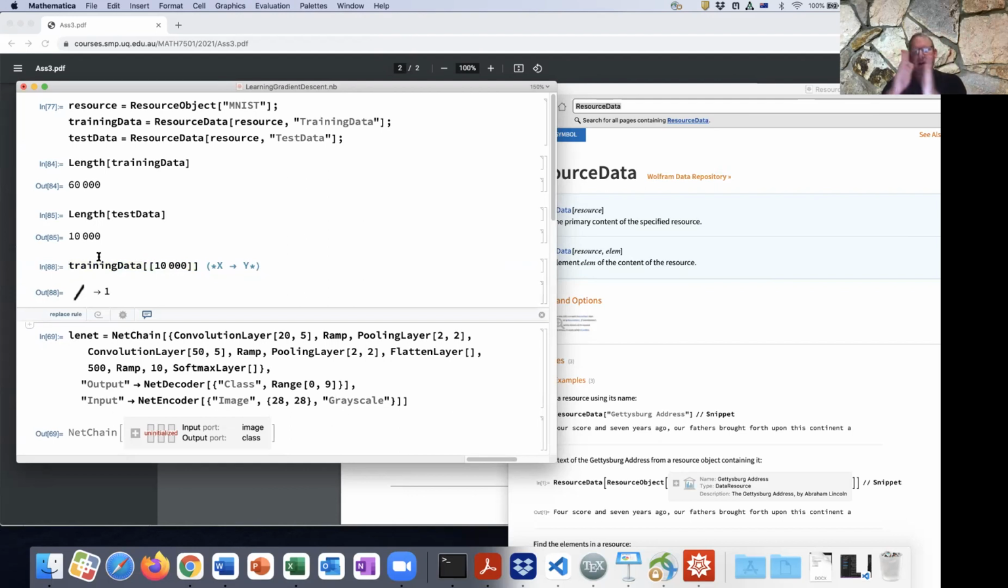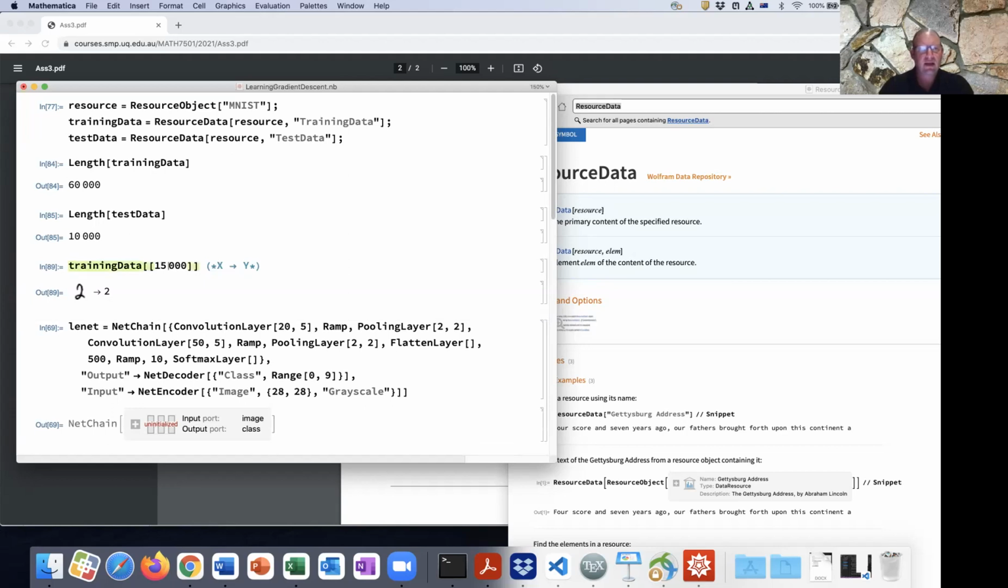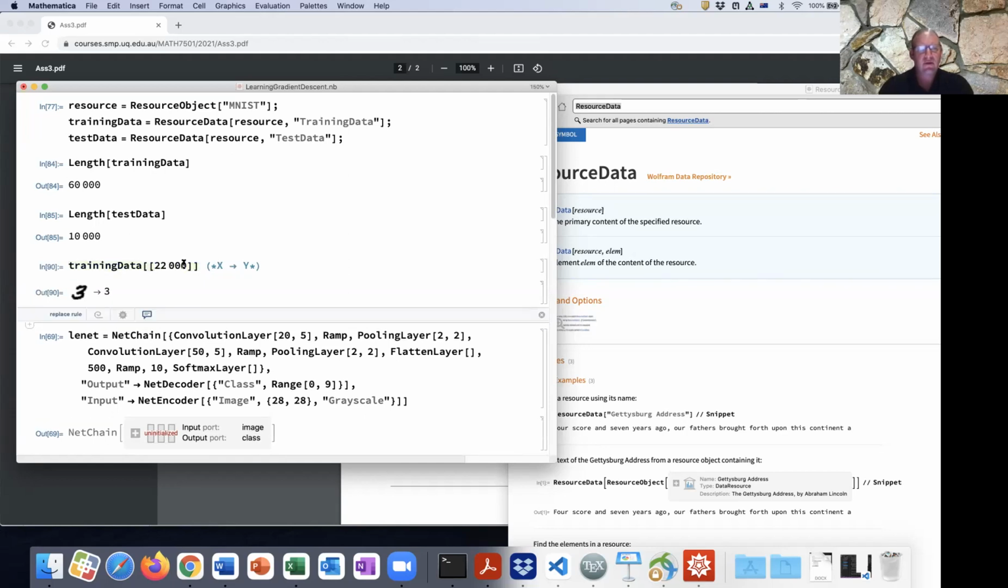This training data is actually sorted, so I know that there are about 6,000 observations per digit. If I go to the 15,000th one, it's already at 2, and if I go to the 22,000th one, it's already a 3, etc. When you train, you'd often shuffle it, especially if you're doing a split, but that's not so critical here.